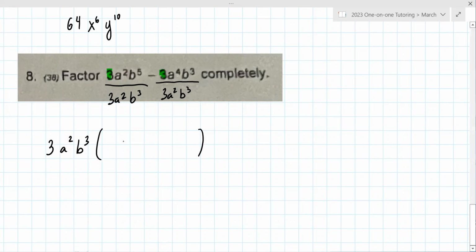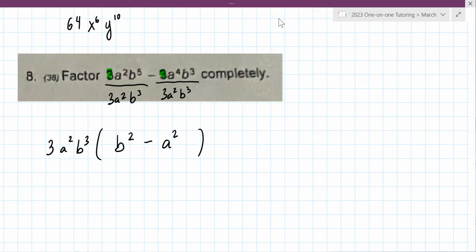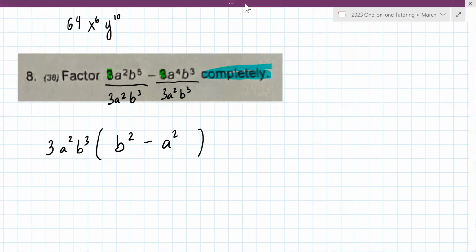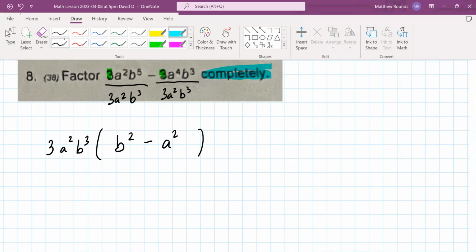So tell me what would go inside parentheses here. So it would be B to the second minus A to the second. Yes, very good. All right, now the problem says completely. They're sort of hinting that you might have to do more than one factoring.